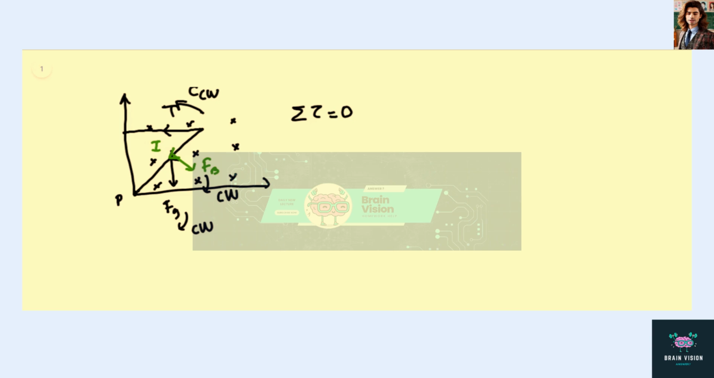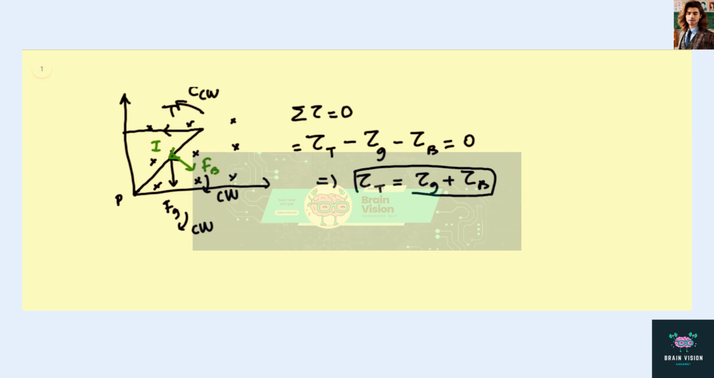Now let's write, if the rod is not rotating, the net torque on it has to be equal to 0. So the torque coming from the tension minus the torque due to gravity minus the torque due to the magnetic field has to be equal to 0, right? From here, the torque generated by the tension has to be equal to the torque generated by the gravitational force and the magnetic force. This is the main equation that we're going to use in order to find what tension T is, right?